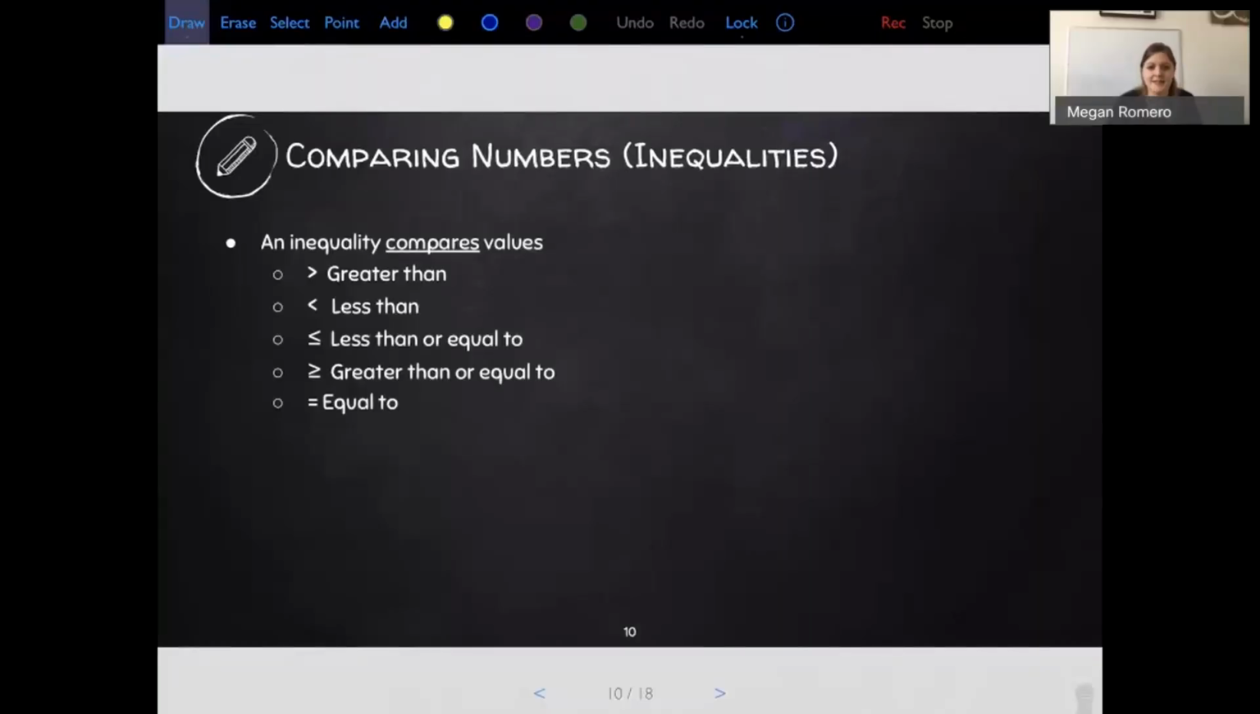This lesson is a continuation of arithmetic operations and applications. Next, we're going to talk about comparing numbers, or as you might hear in math or see in the instructions, inequality. An inequality compares two values.